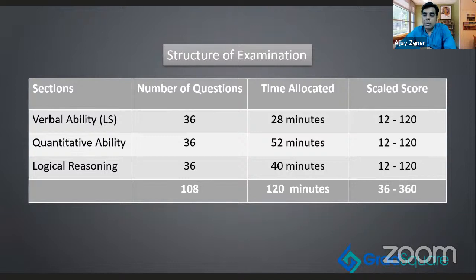Now, the NMAT paper is scored in a scaled manner. What that scaling is, we don't have to get into, but it's an adaptive paper, and because of it, scaling is done. Also, this paper is taken across various slots by people during the 2 months period when the exam is run, so some sort of scaling is introduced in that. A total of 108 questions, time allocated is 2 hours, and the score can be a minimum of 36 and a maximum of 360. So that's how the exam looks.